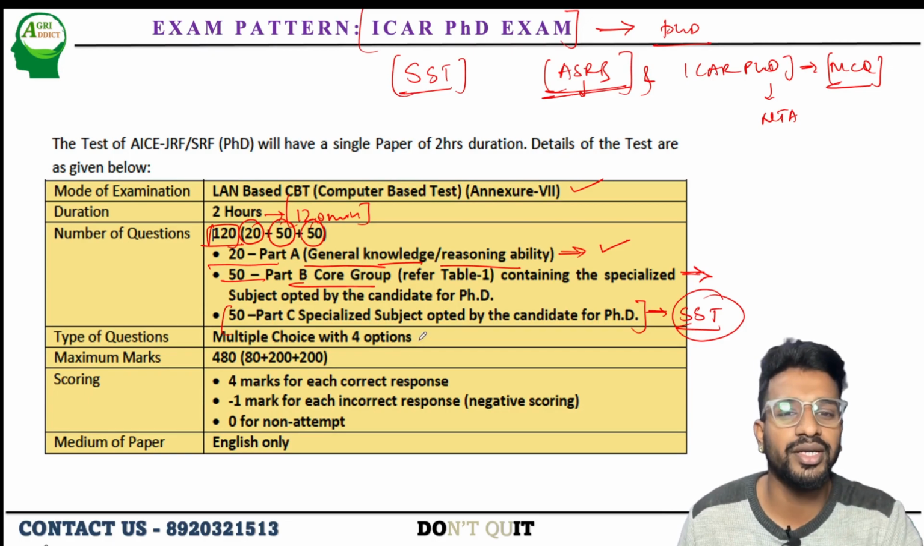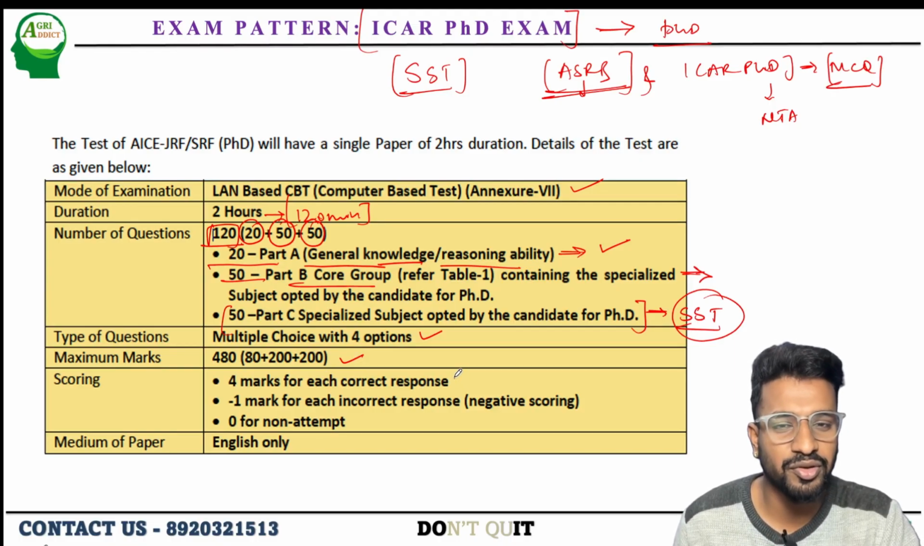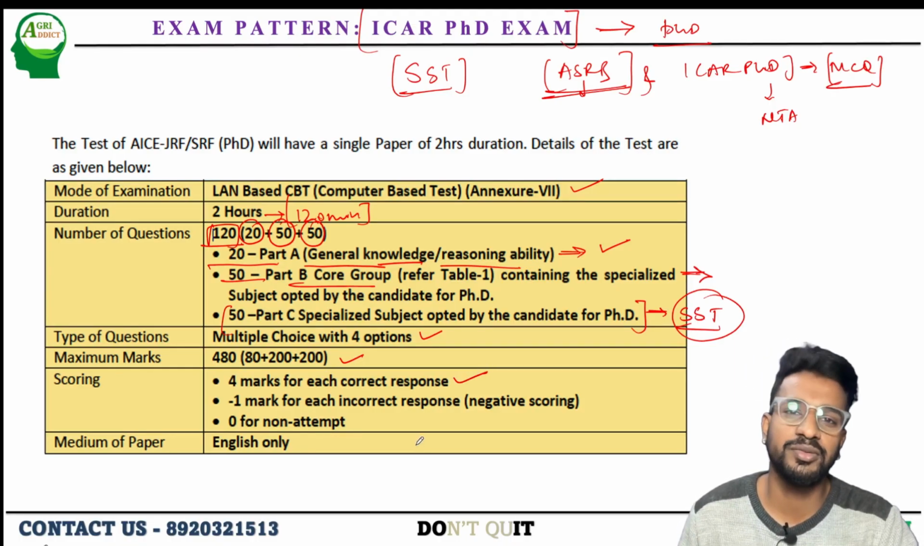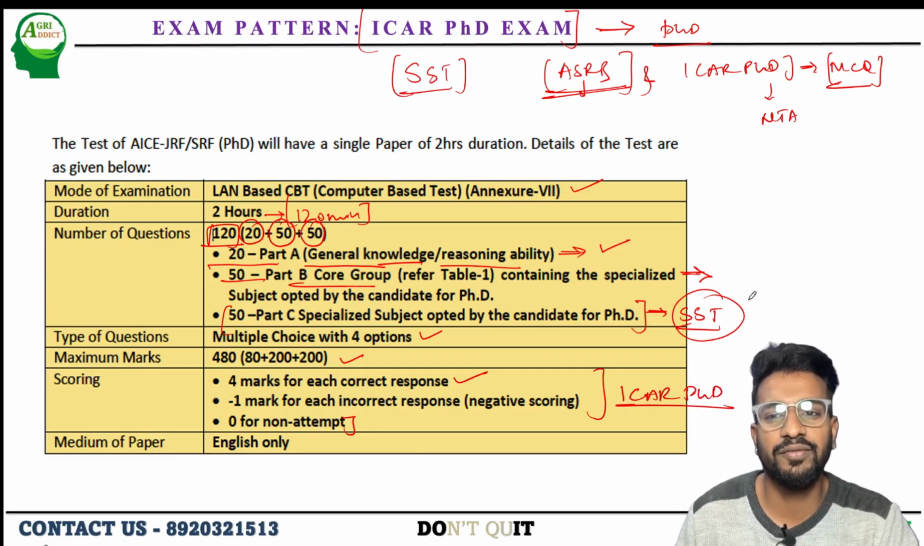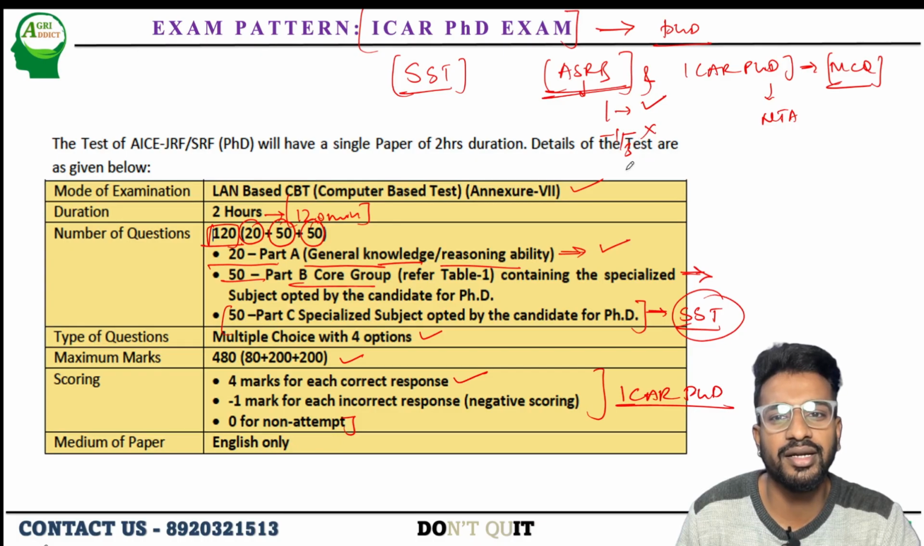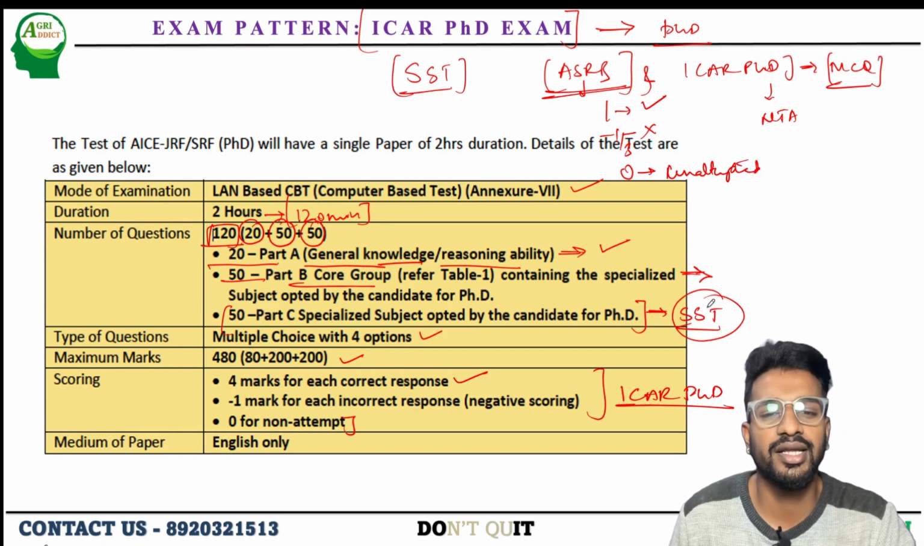And as I told you, it is MCQ based, and the total marks will be 480. Here for every correct response you will get 4 marks, and for every wrong response 1 mark will be deducted, and there will be 0 marks for non-attempt. So this is for the ICAR PhD. Similarly, as I told you, for ASRB NET, 1 mark for the correct answer, 1/3 negative for the incorrect, and 0 for unattempted. If you do not attempt the questions, then it would be 0 marks. So this is regarding the ASRB NET.